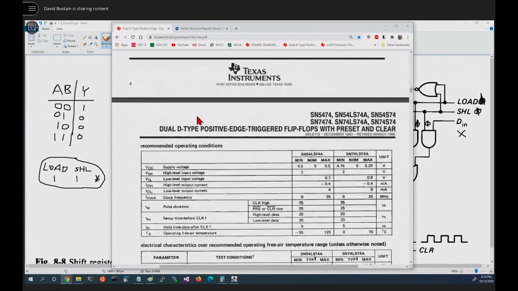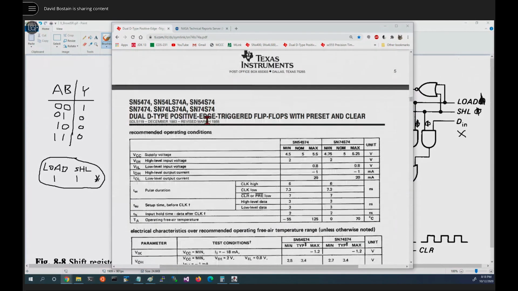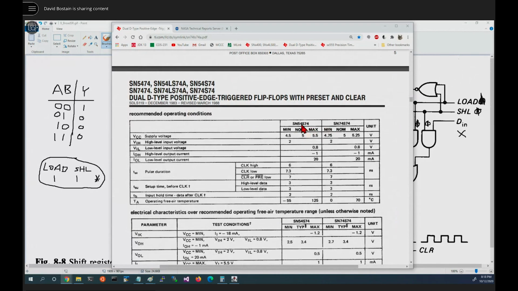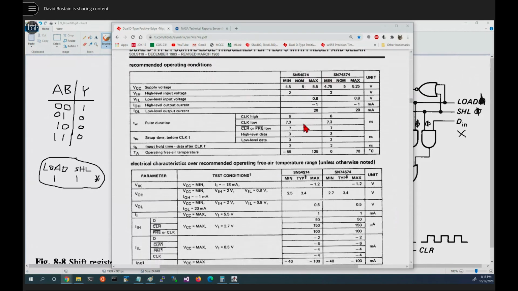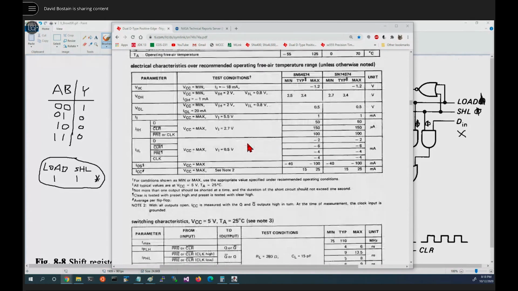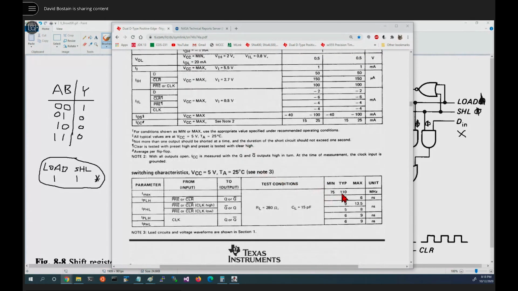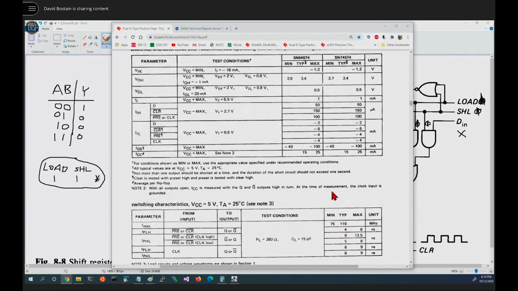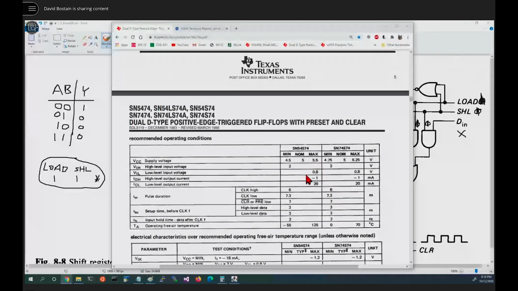So if I had asked you, for example, tell me about the S, here it is, and I said military grade, or here it is. What's the pulse width duration? Well, it's got to be at least 6 for clock high, and it's 7.3 for low. What's the setup time? Well, it's only 3 nanoseconds here. It's a little better chip, right? So what if I ask you about the maximum frequency? Look at this. Could go to 110 megahertz typically. Don't go lower than 70. What's a better chip?